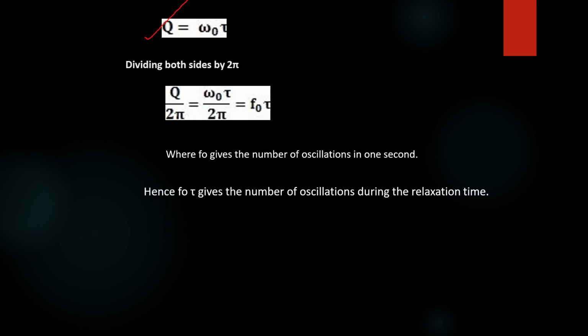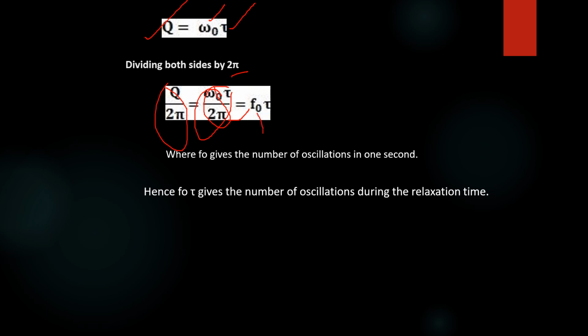So you have quality factor Q equal to omega 0 into tau, where omega 0 is the natural frequency of the oscillator and tau is the relaxation time. Now you divide this equation throughout by 2 pi. So you will get Q by 2 pi equal to omega 0 tau by 2 pi, which is equal to f0 into tau, because omega 0 by 2 pi is f0. That's how you get f0 into tau.